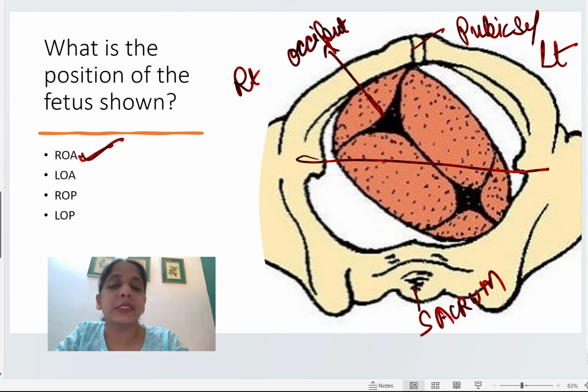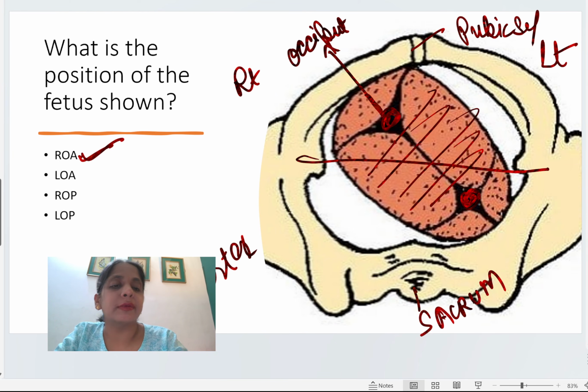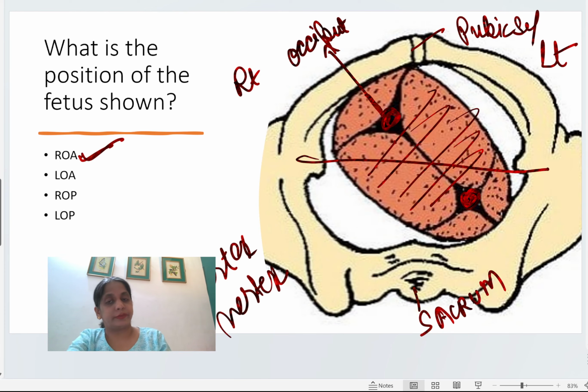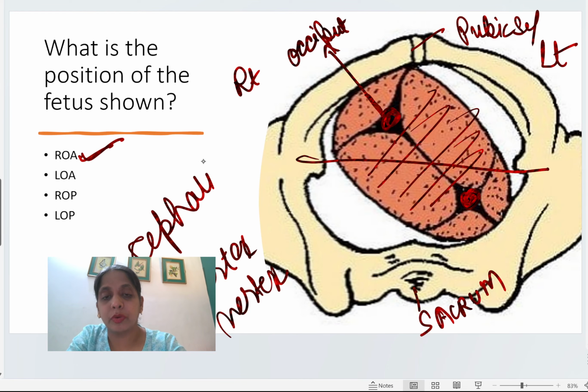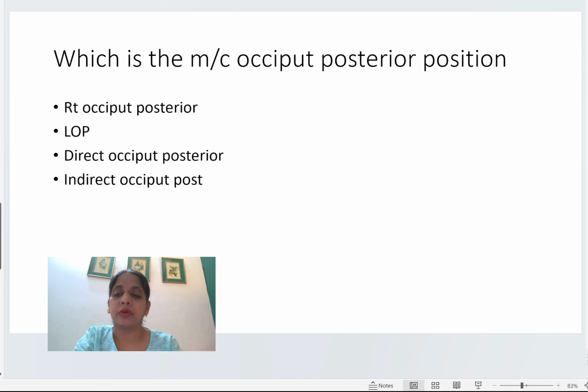And of course this is the vertex presentation, because the area between the posterior and anterior fontanelle is the vertex. What is the presenting part? The presenting part is vertex. And what is the presentation? The presentation is cephalic. And the position is right occiput anterior. So that is how you are going to label it.